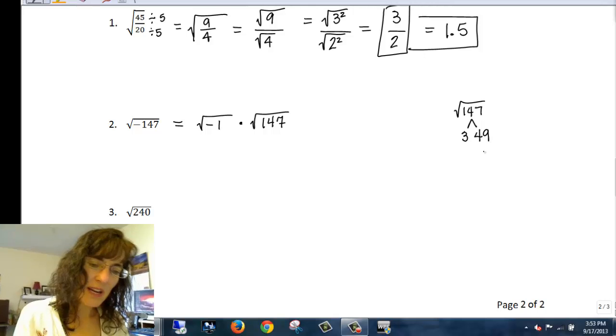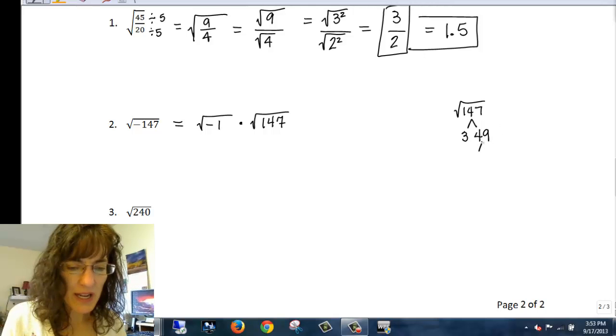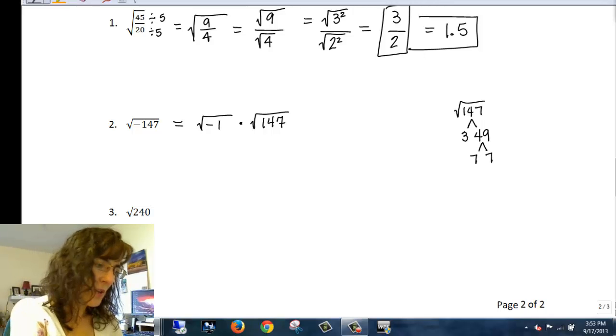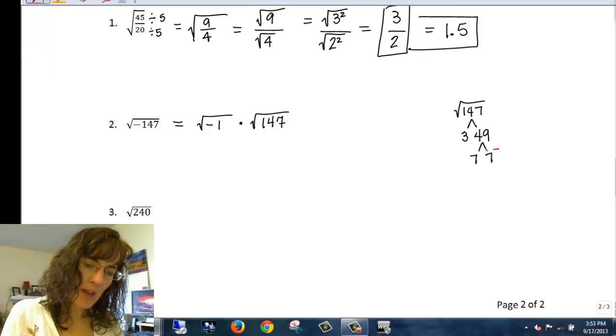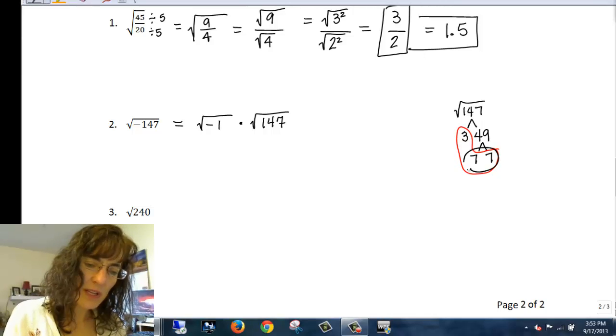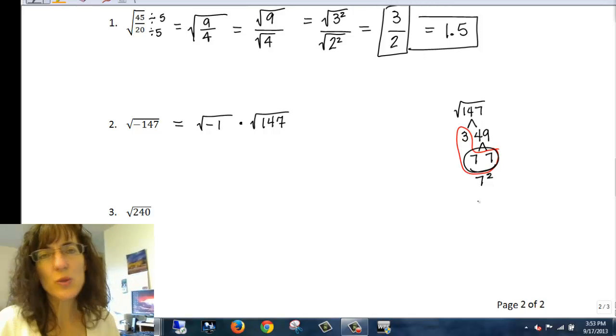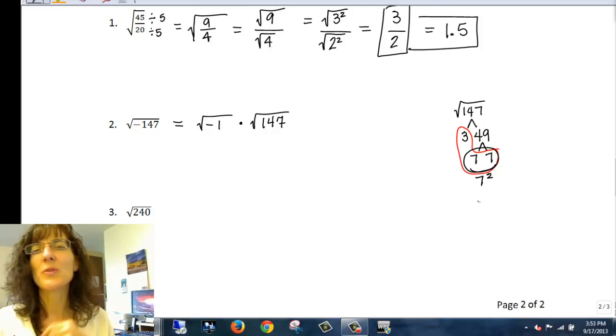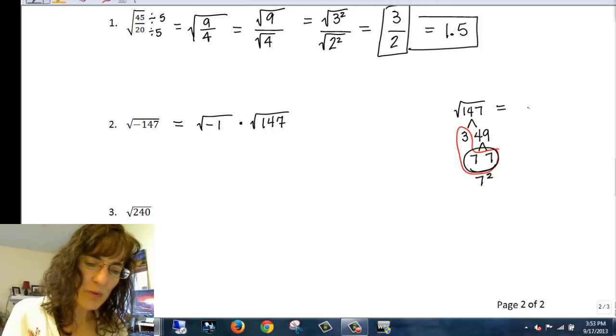So 49. And then I'm looking at 49, and that I happen to know is 7 times 7. And when I look at my leaves on my tree, I have 7, 7, and 3. And those will multiply to give me 147. But I see here I have a perfect square because that is 2 7s, or 7 times 7, or 7 squared. So I'm going to rewrite.